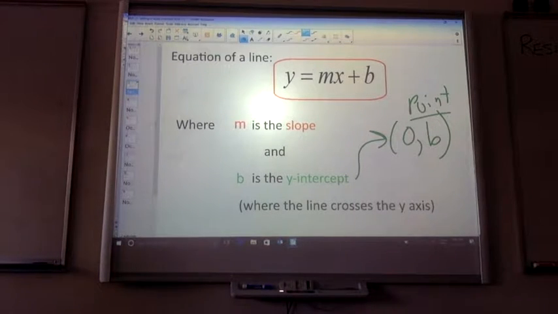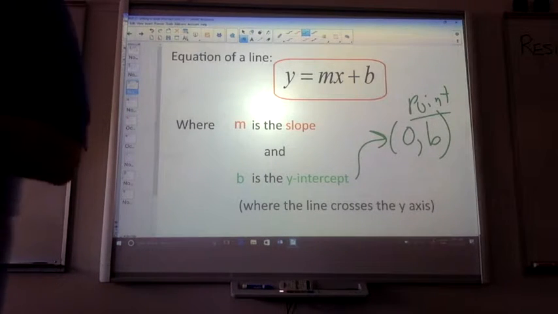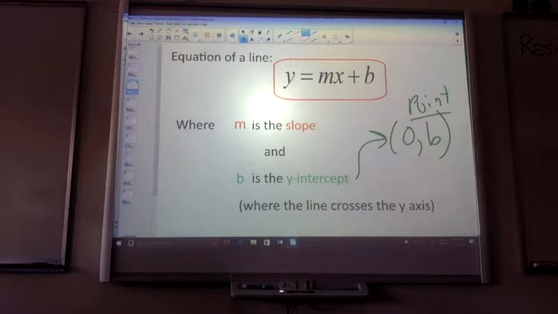Again, this is a great equation that you need to get very comfortable with.